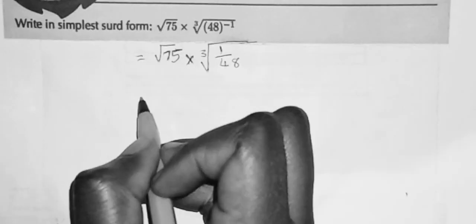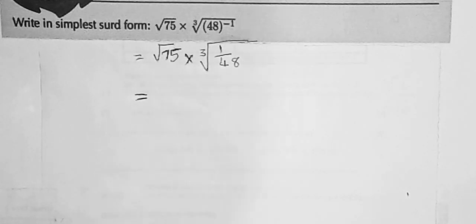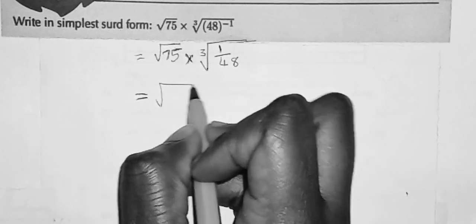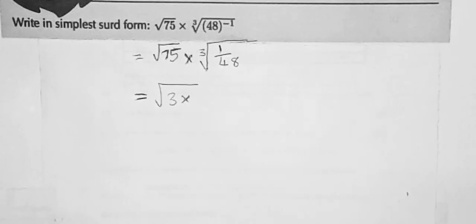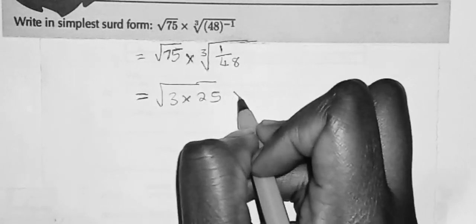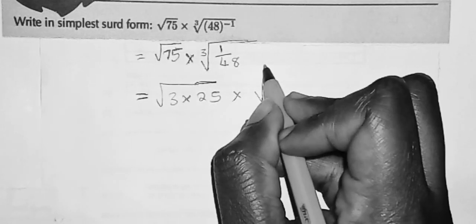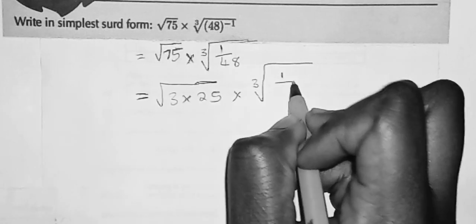So now we are moving on. What is 75's factorization? You get a 3 times 25, times the square root of 3 and the cube root of 1/48.